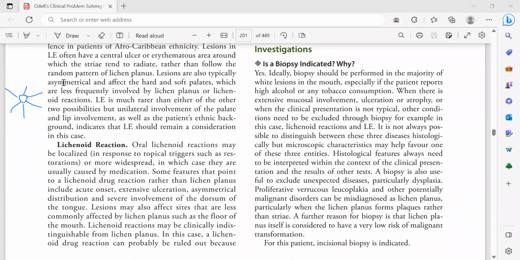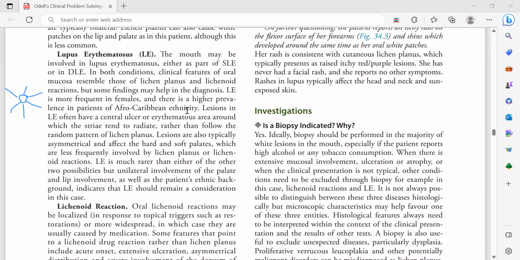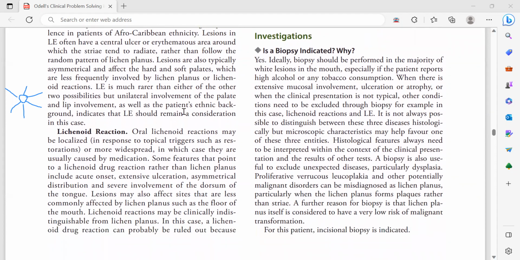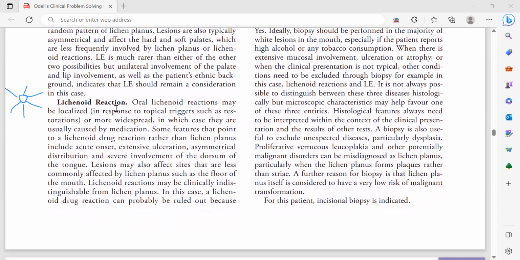Then the lesions are also typically asymmetrical and affect the hard and the soft palate, which are less frequently involved by lichen planus. In this patient, the soft palate is also involved, which is not very commonly involved in lichen planus. So due to certain findings, we can put lupus erythematosus in our differential diagnosis. LE is much rarer than either of the other two possibilities, but unilateral involvement of the palate and the lip involvement, as well as the patient's ethnic background, indicates that LE should remain a consideration in this case.